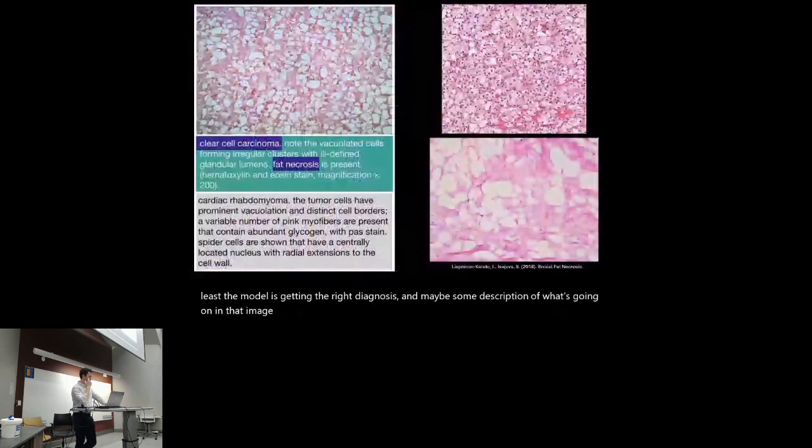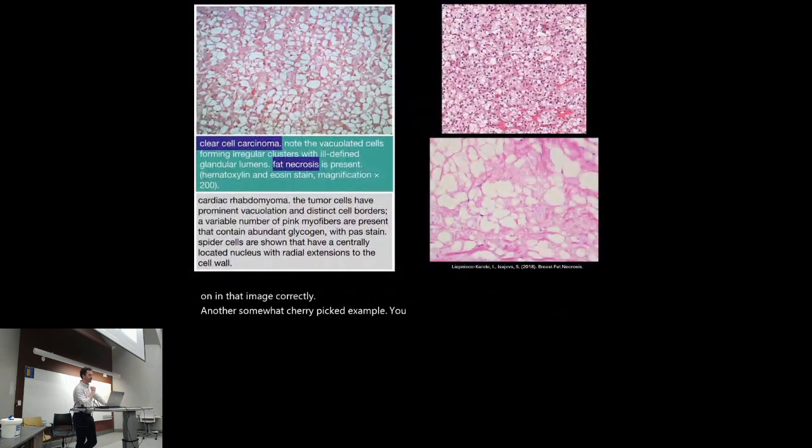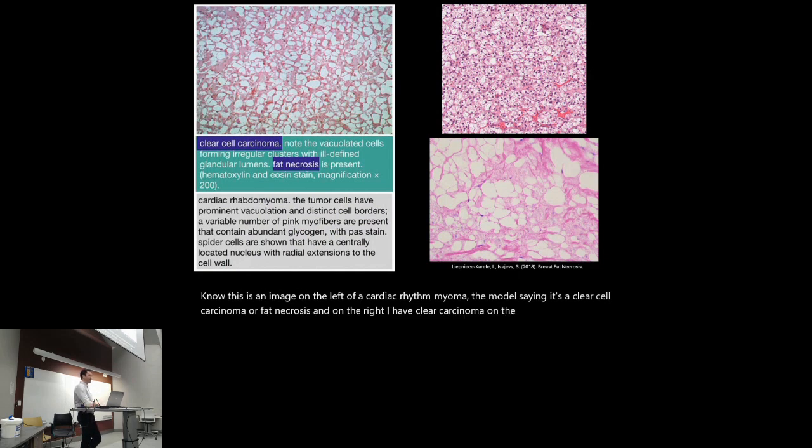Here's another somewhat cherry-picked example. This model doesn't get everything correct, but when it does get things incorrect, they tend to be mistakes that are reasonable to me as a pathologist, and mistakes that I would make as a medical student or a first-year pathology resident. So, this is an image on the left of a cardiac rhabdomyoma. The model is saying it's a clear cell carcinoma or fat necrosis, and on the right I have a clear cell carcinoma on the top and fat necrosis on the bottom. And I think those look kind of similar to this image on the top. So, kind of a realistic mistake.